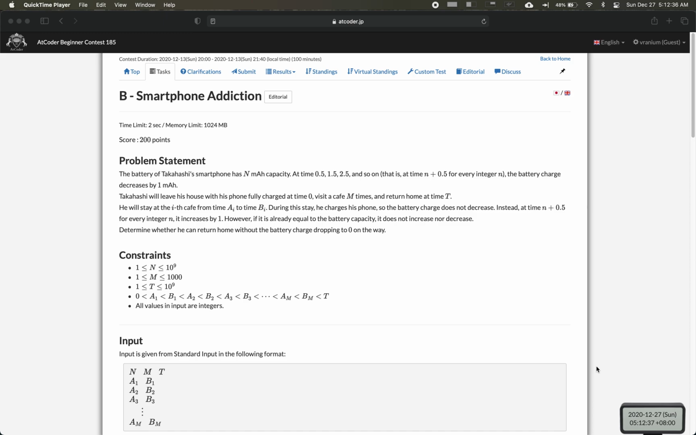And also one more key thing to note is when he's at a cafe, his battery capacity can't go higher than n because that's the maximum capacity.